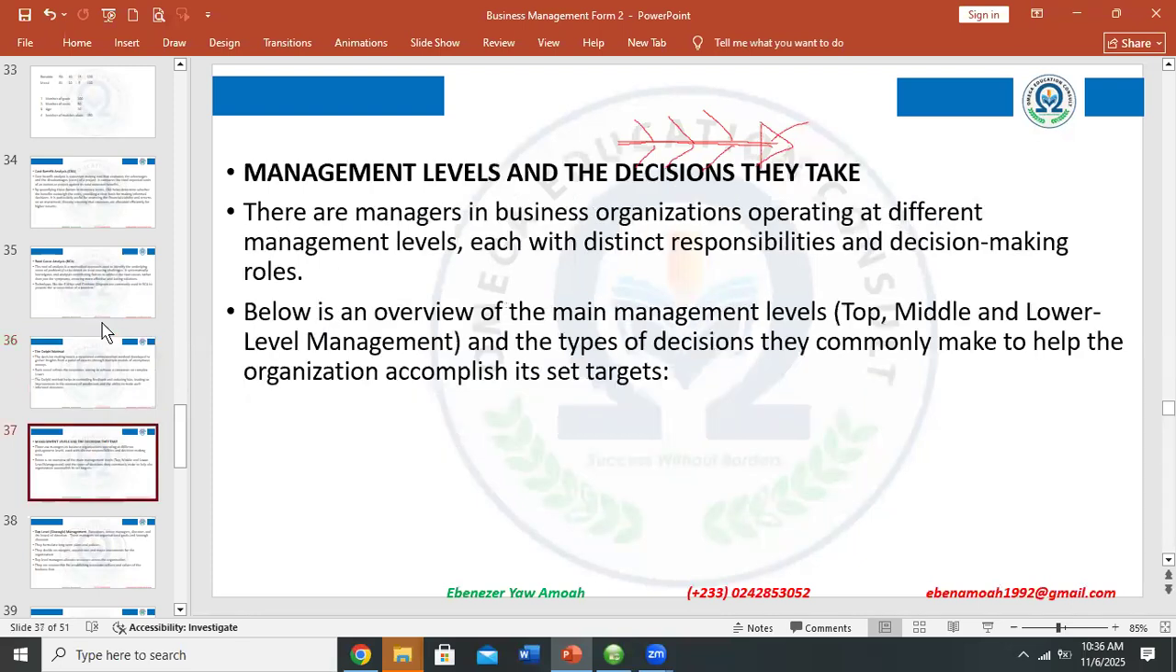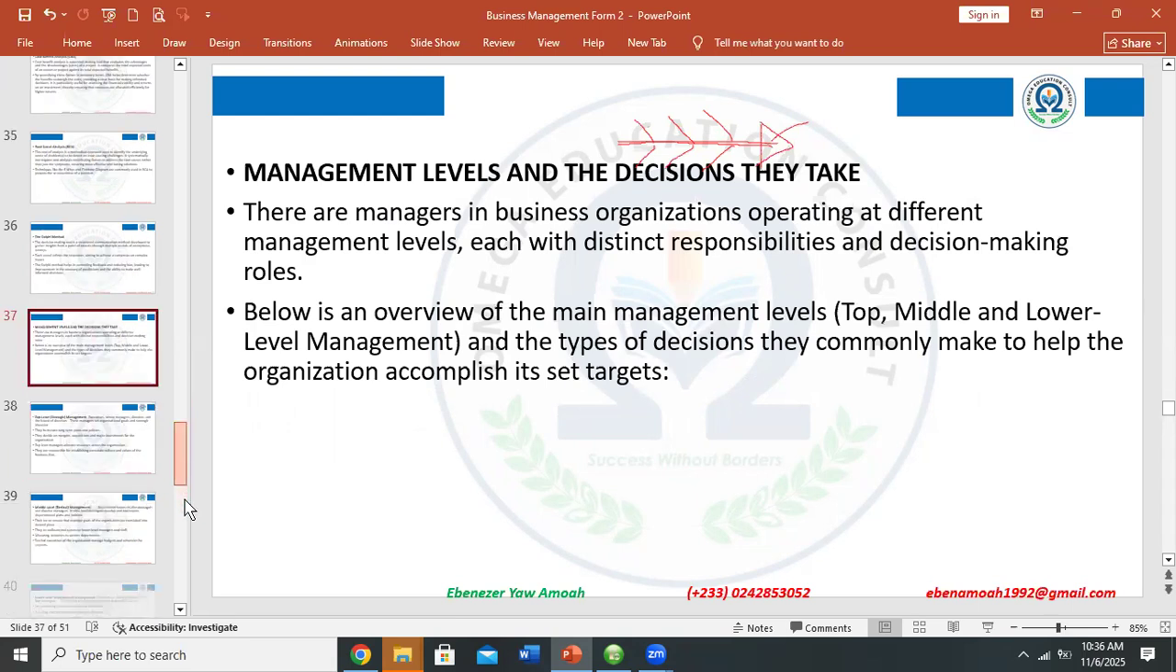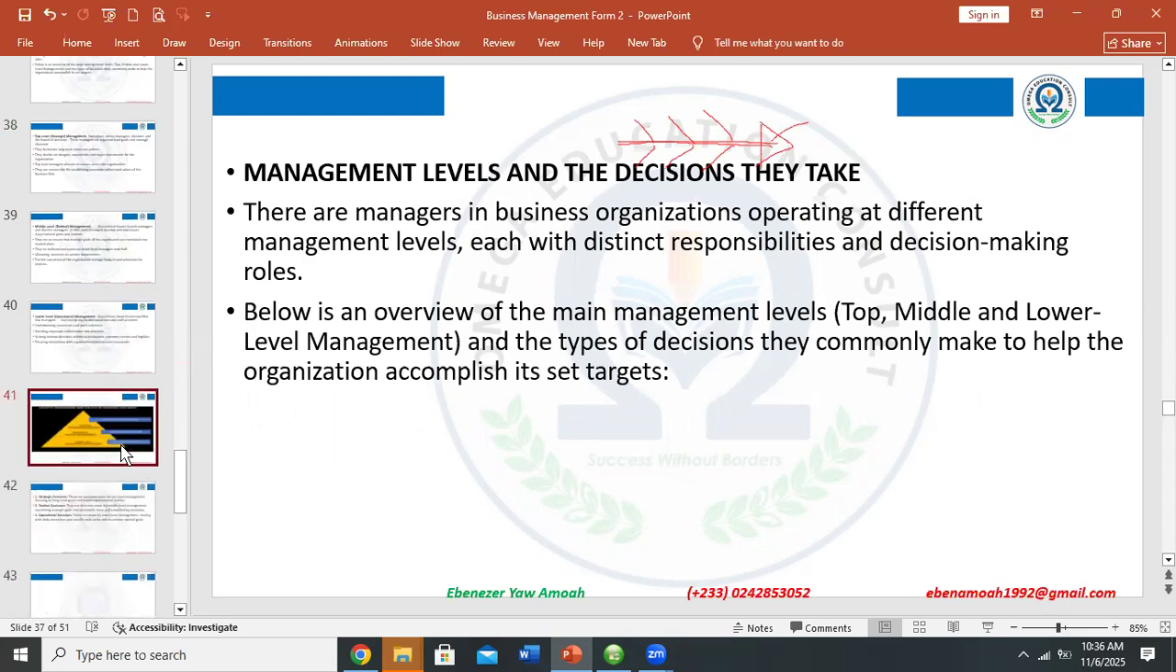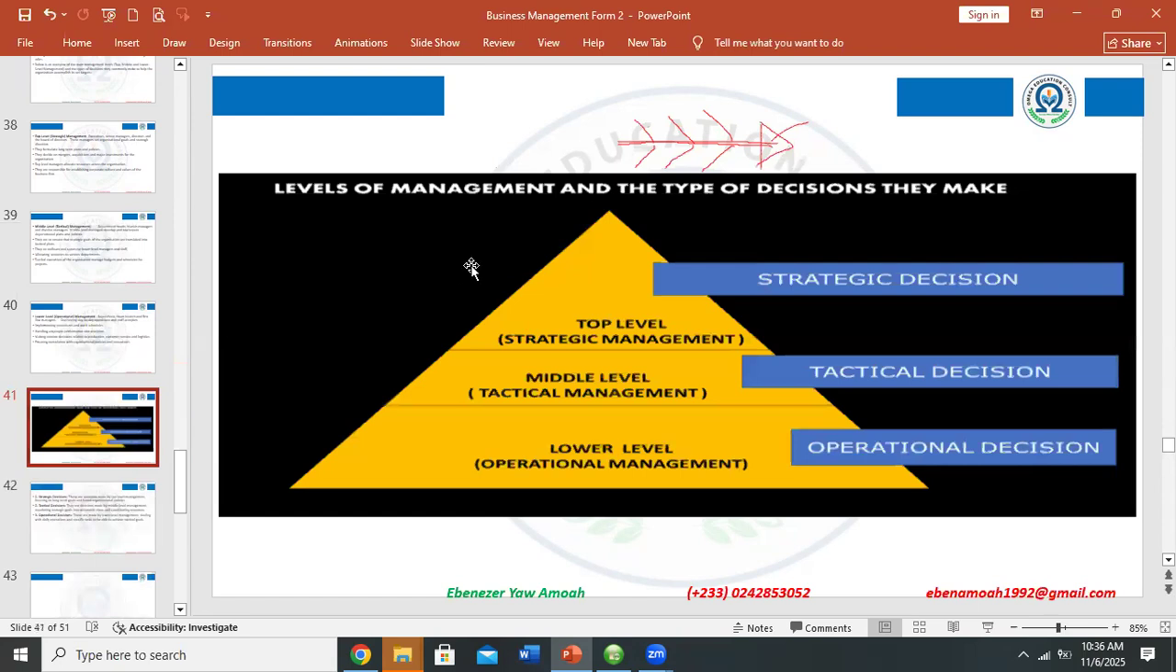Now let's finish up with management levels and the decisions that they take. Here we want to look at the levels of management and the kinds of decisions that they take at each level. This is a pictorial view of the levels of management. As we all know, top level, also known as strategic, middle level, also known as tactical, and the lower level. What type of decision do these people take?